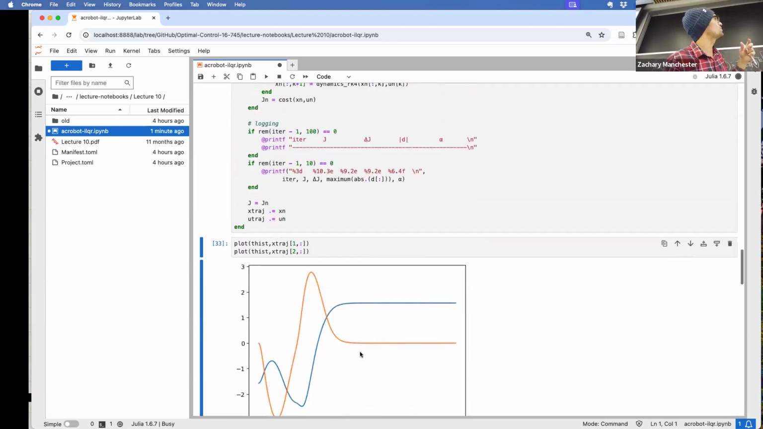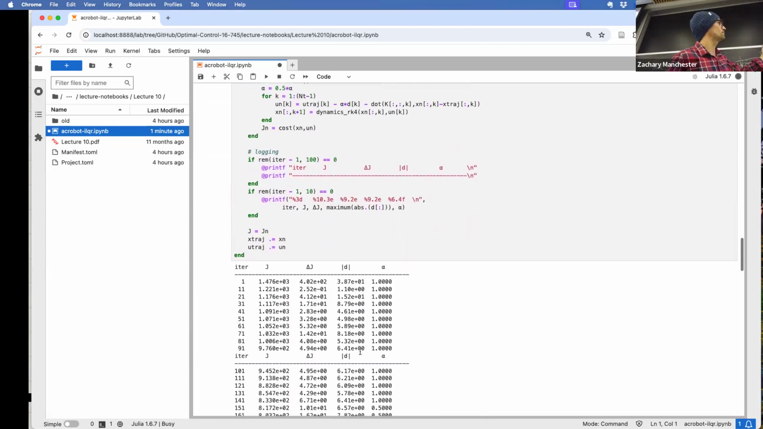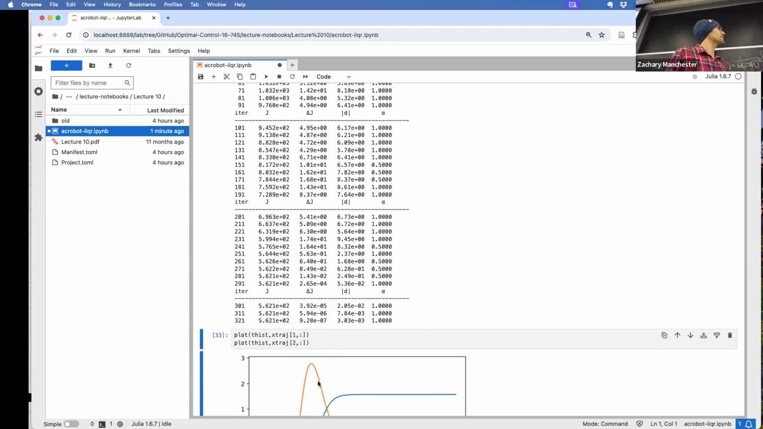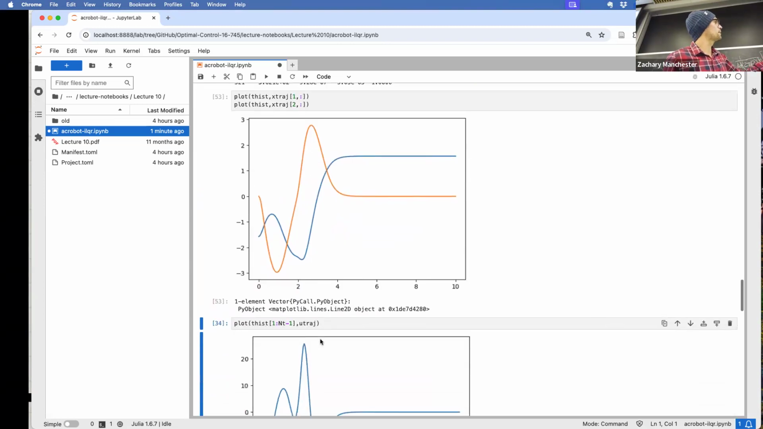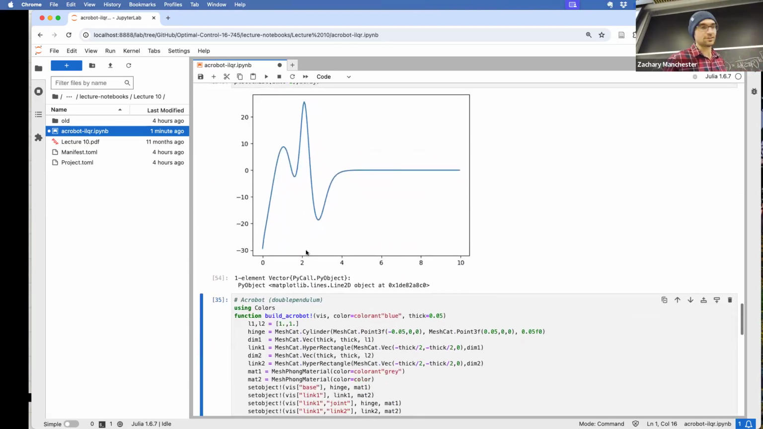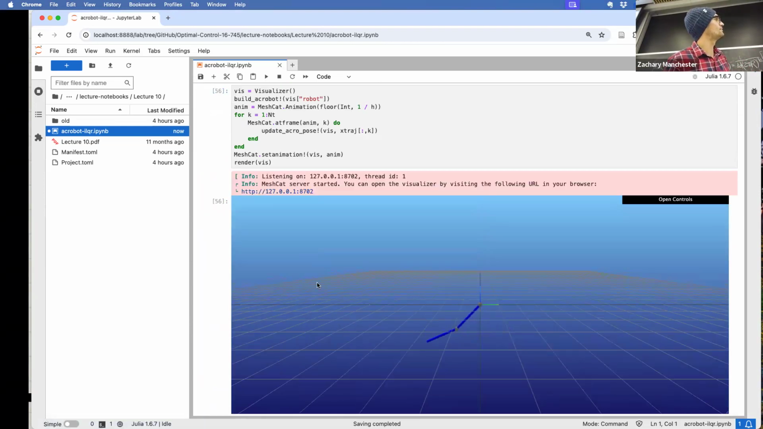Let's just run it since we're out of time, and I'll show you what happens. This shows the progress as it goes, which is a good idea. We did about 300 iterations. Here's what comes out. That's states and controls, but more fun is to animate it. So let's do that. Pretty sick.